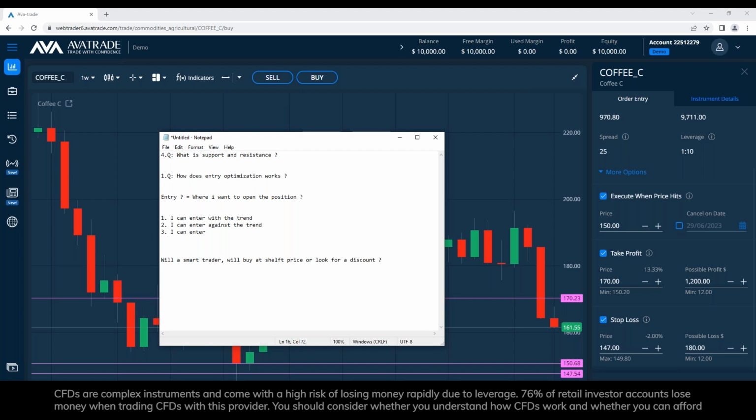What do you think? You go into the mall, you want a certain product, okay? You know that there is a chance you're gonna find the same exact product with a discount. Will you pay the full price or wait for a discount? Okay, so I can enter after the trend.